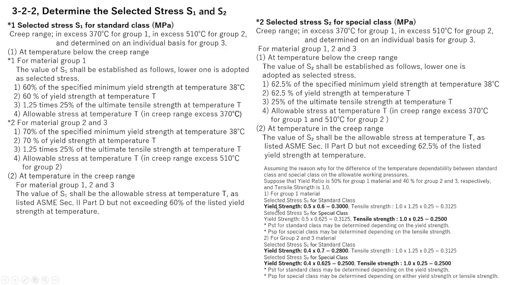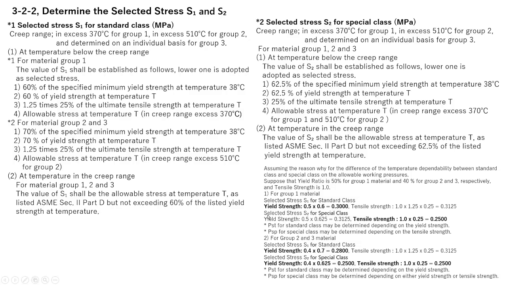So in the case of the yield strength, a lower value is indicated than the tensile strength. So the calculated allowable working pressure, the selected stress S1, may be controlled by the yield strength values.